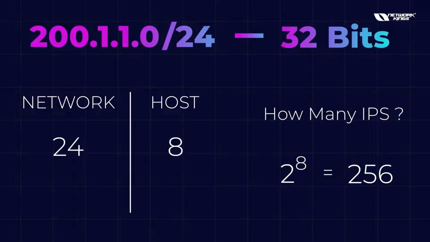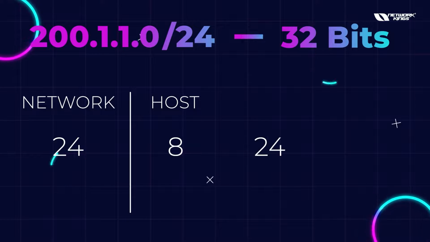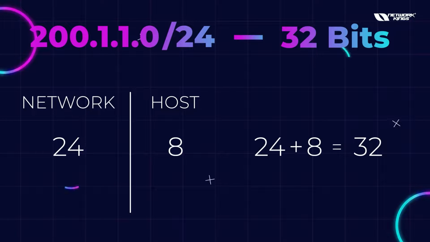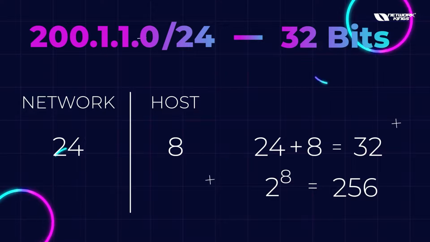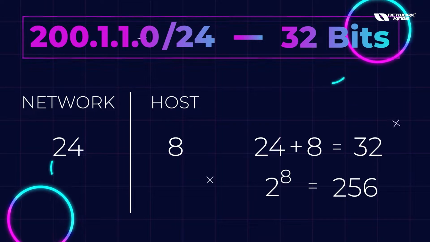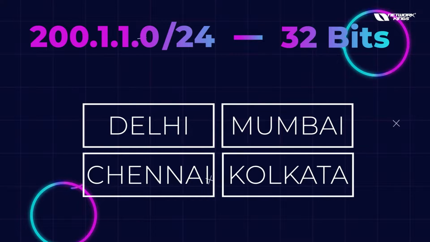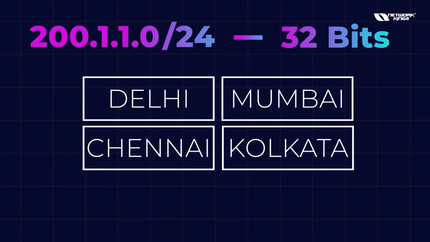This is how I have calculated: the total IP address is 32 bits. If class C is 24, the remaining is 8, and 24 plus 8 is 32, right? So 2 to the power of 8 is 256. It means I am getting 256 addresses from this pool. But what exactly do we want? We want to divide this network into 4 locations. So tell me, how do we get 4? We get it from 2 to the power of 2, right?